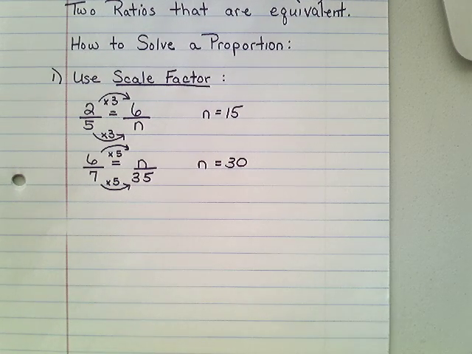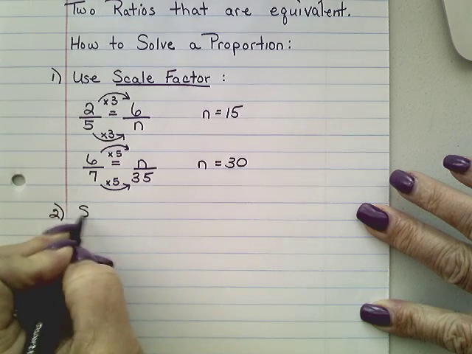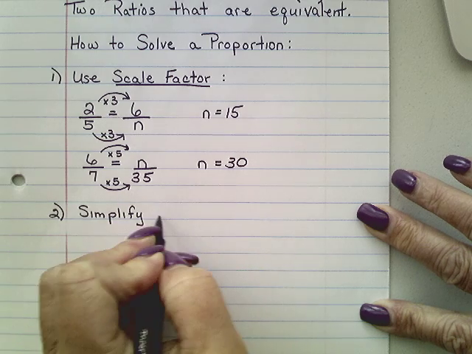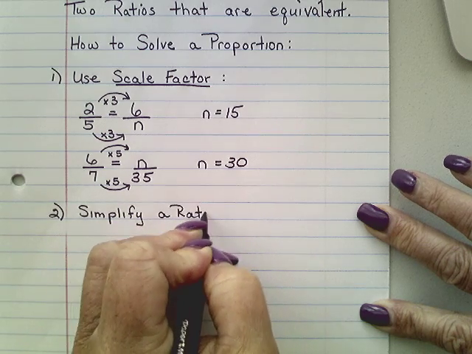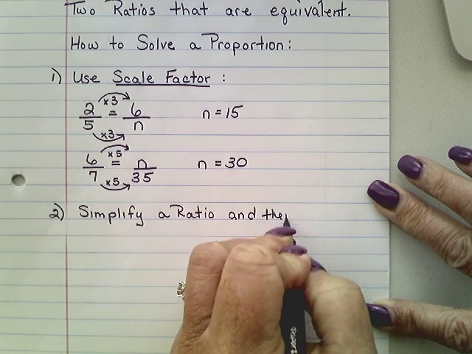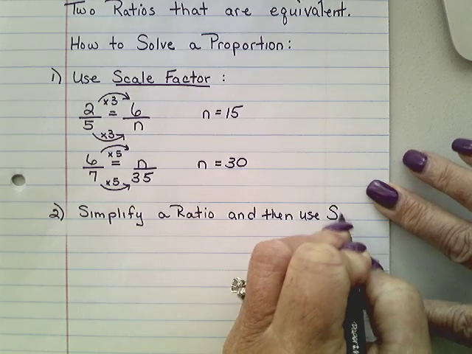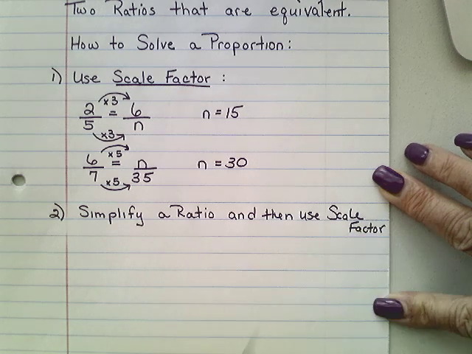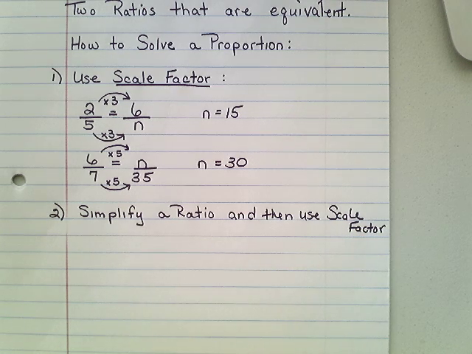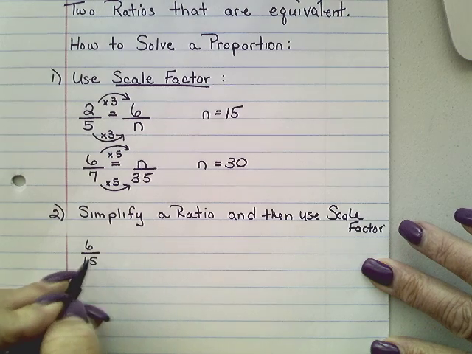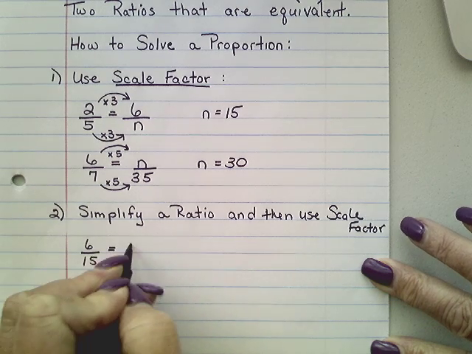All right, the second way is to simplify a ratio and then use a scale factor. So if we can simplify the ratio, and then if that allows us, we can go ahead and use a scale factor. So if I have 6 over 15 is equal to n over 25.